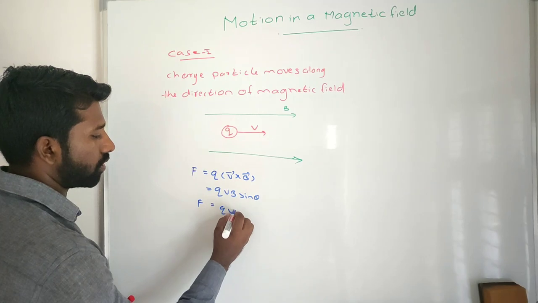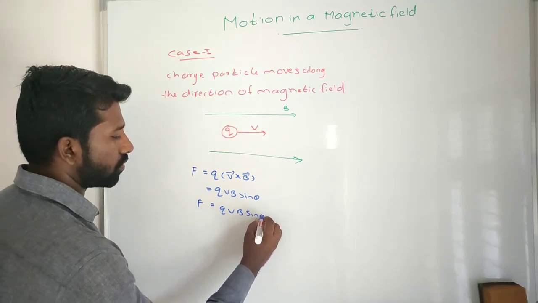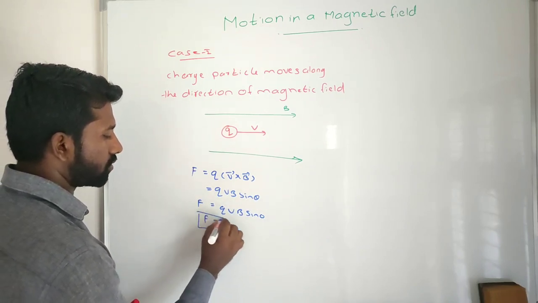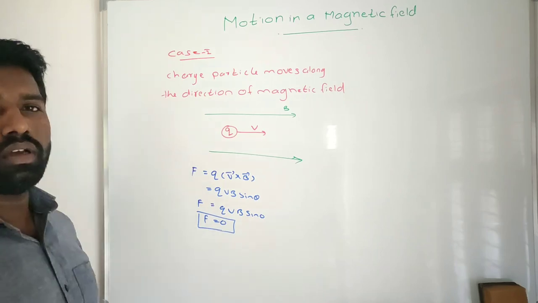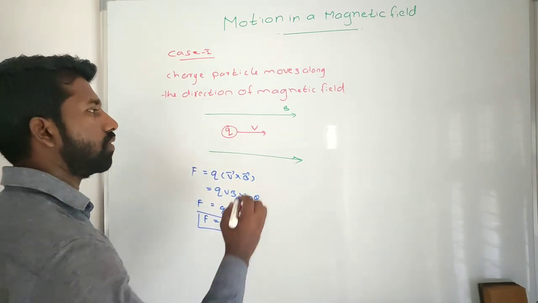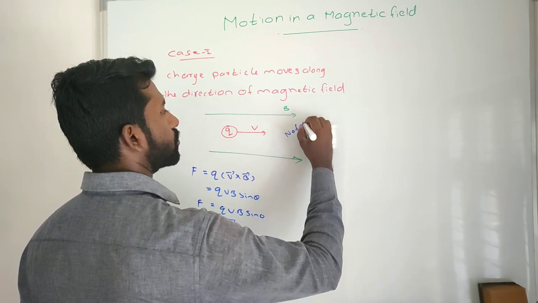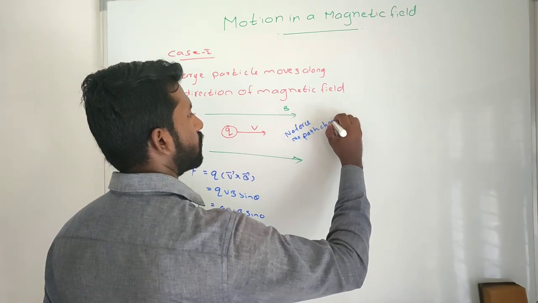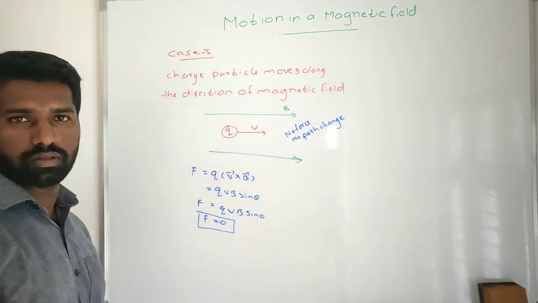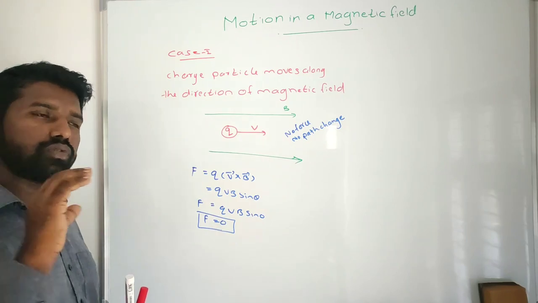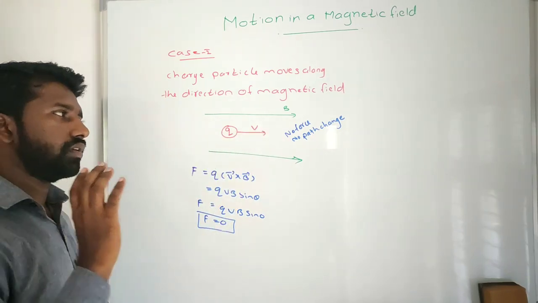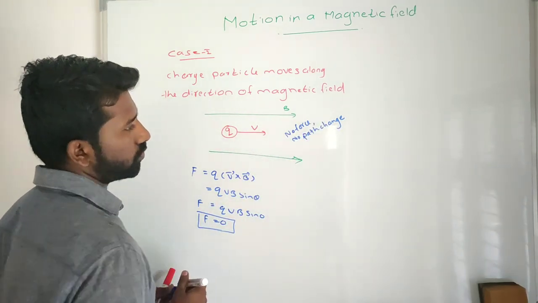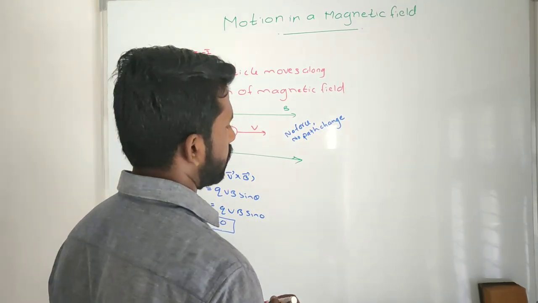So F is equal to QVB sine 0. What is sine 0? Sine 0 is 0. So this entire term is 0. That means, what about that charged particle? There is no change in the path. No force, no path change. So if a charged particle moves along the direction of the magnetic field, there is no force acting on it and there is no change in the path. This is case one. Next we will see case two.